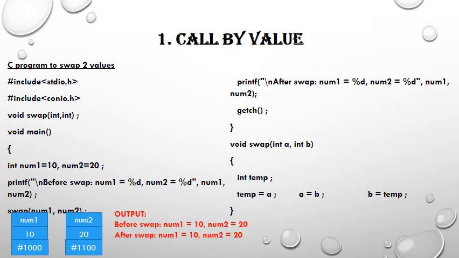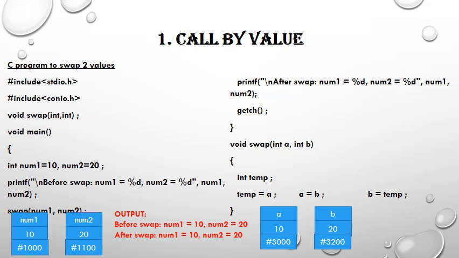Here we have num1 and num2 stored in different locations, say 1000 and 1100. They have the values 10 and 20. Now when the function is called, these values are copied to A and B. So A and B also get the same values 10 and 20 respectively, and A and B are stored in different locations, 3000 and 3200 for example.